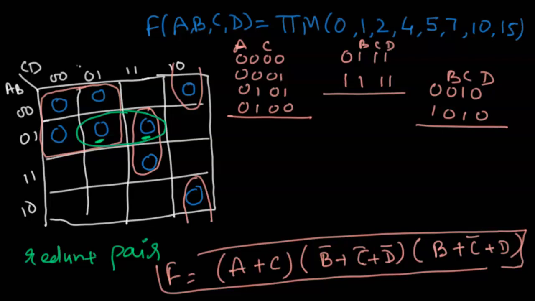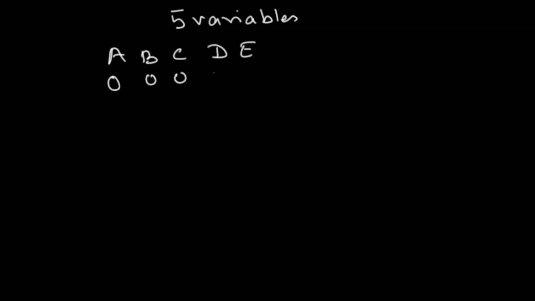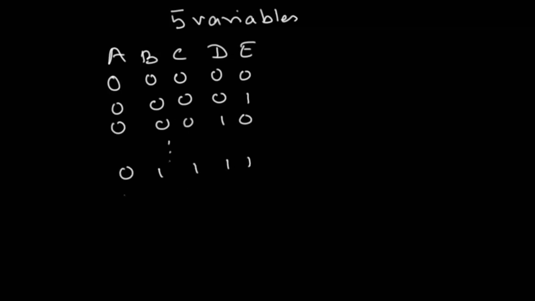Next, let's look at the Boolean expression for 5 variables. So for 5 variables, let's understand what are the combinations possible. Let's list some of them down. 0 0 0 0 0, 0 0 0 0 1, and so on. And this can go on. Then the next term will start varying from again 1 0 0 0 0, 1 0 0 0 1, and this will go on to 1 1 1 1 1.